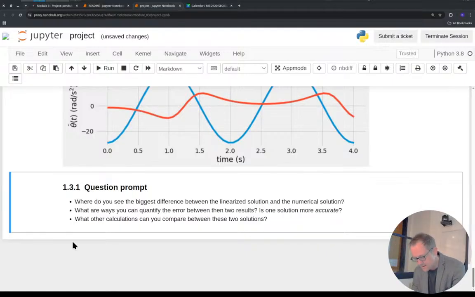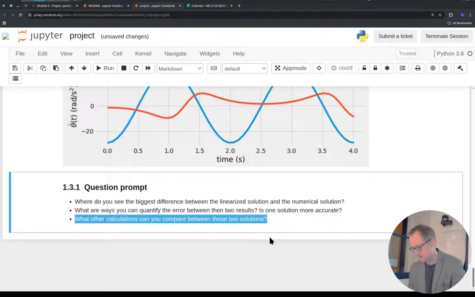The last thing that might help is what other calculation can you do? We looked at all the different states, theta, theta dot, theta double dot. What else could we measure and compare between a linear and a nonlinear? If you're looking at the graphs, you can measure the difference in time period. So that's one way of measuring the difference between these two answers.